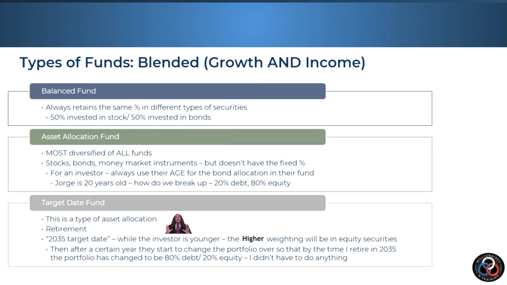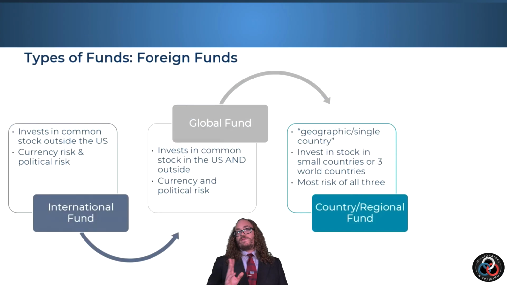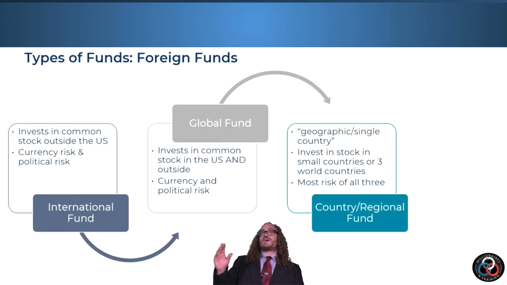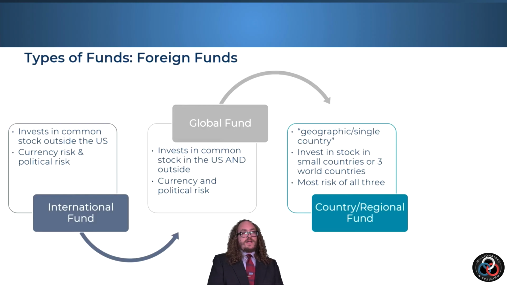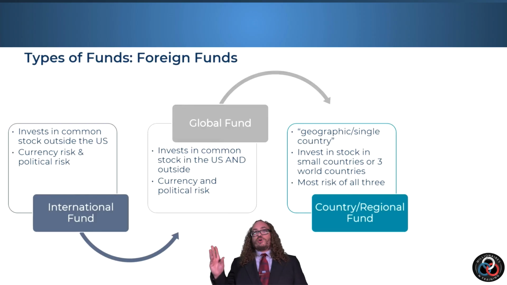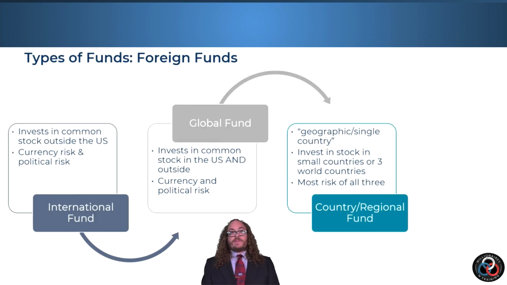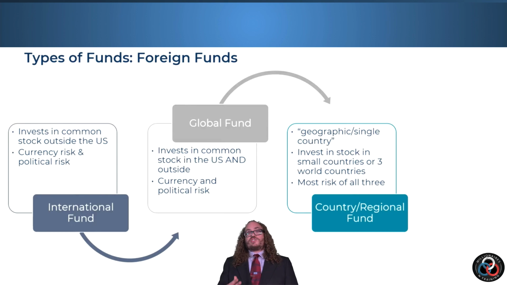Then we want to talk about foreign funds. A foreign fund will invest primarily outside the United States. So with an international fund, they will invest in common stock outside of the United States. So anytime we're investing outside of the United States, we'll have both currency and political risk. Currency risk is also known as exchange rate risk or foreign exchange risk, and this is the inverse relationship between the US currency and foreign currency.